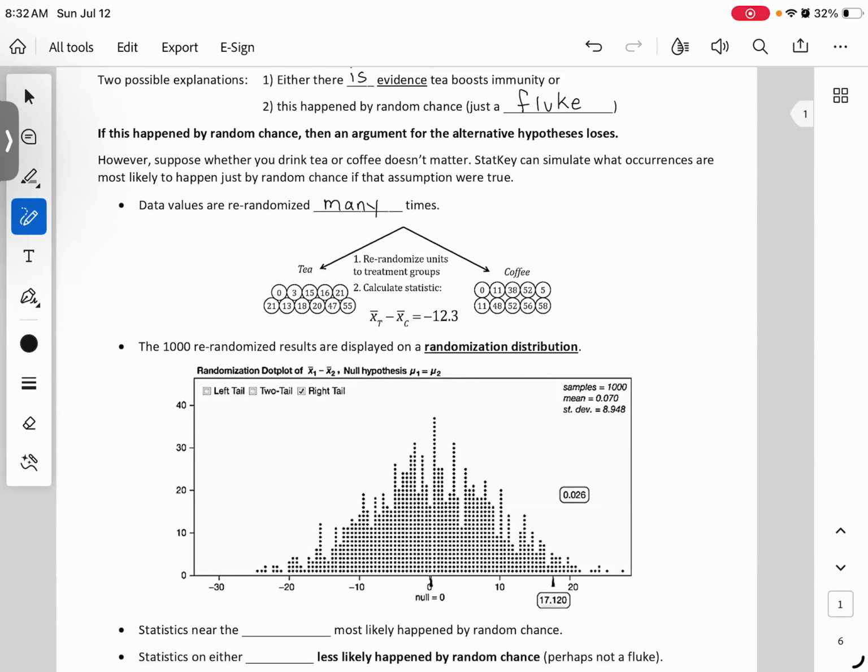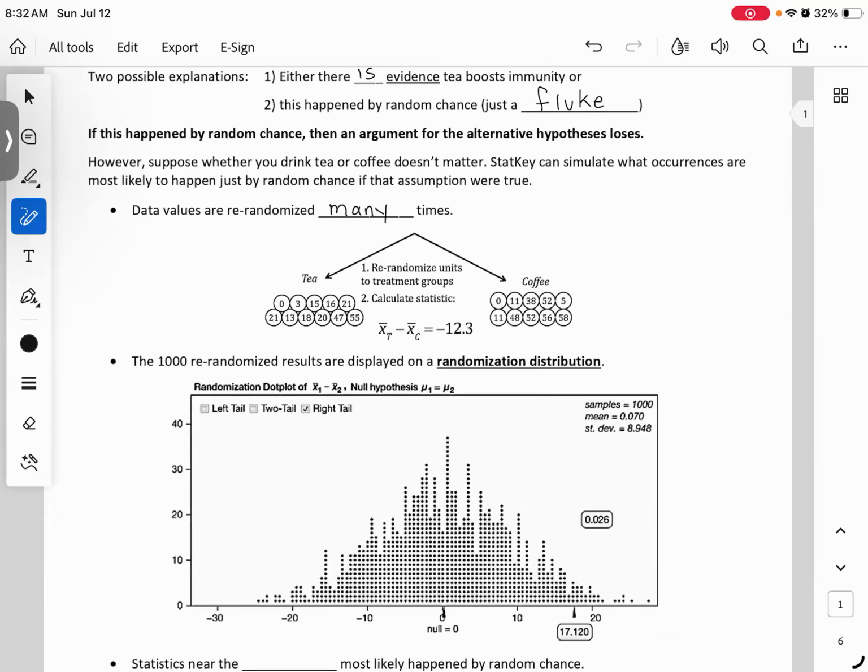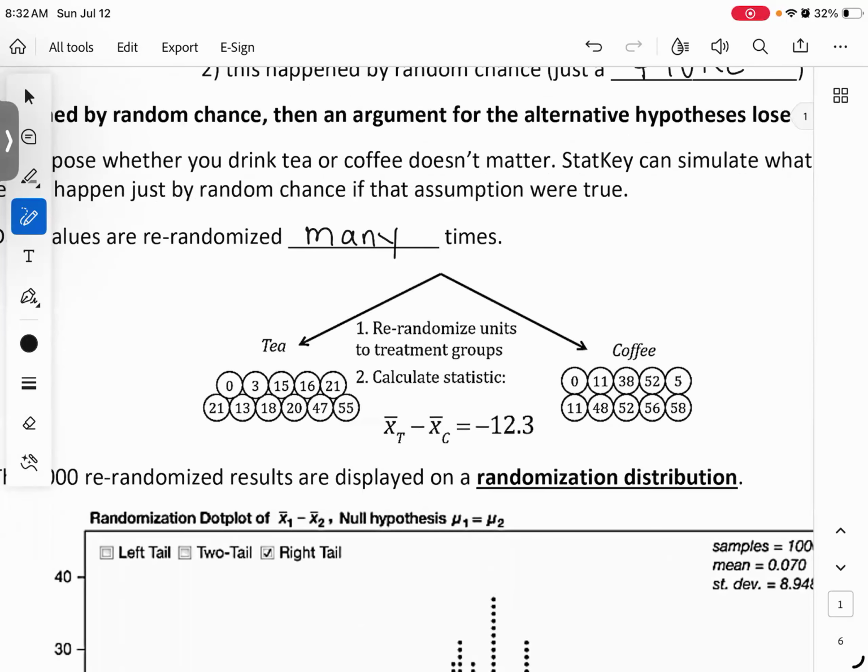And here's what Stacky's doing. It is taking your original sample and lumping it, I'm just going to put a little circle here, lumping it all back together, like all of those participants from the original trial experiment, putting them all together and just re-randomizing them out into a brand new tea group and a brand new coffee group. Again, inspired by the original results. And it puts into the idea that, well, what else could have happened if we just randomly mixed them up?